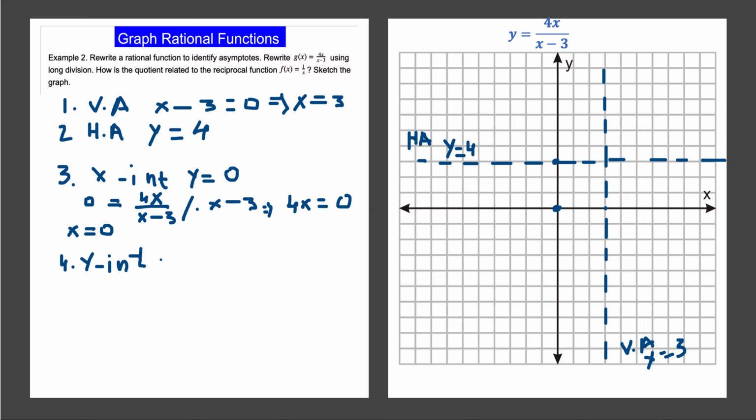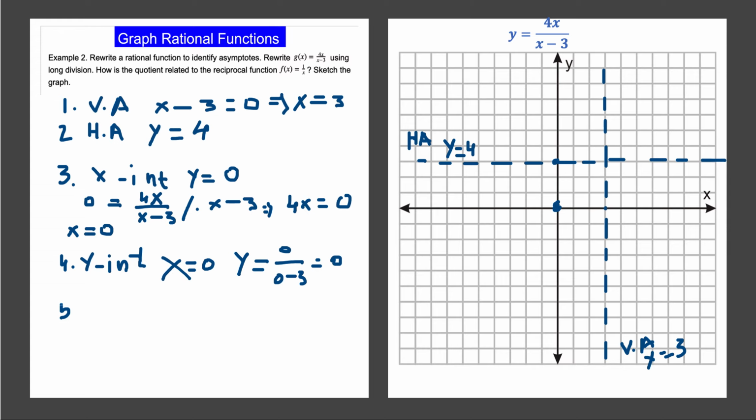Now x is equal to 0 in this function. Taking the original function, y is 4 times 0, which is 0 on the top, and on the bottom x minus 3, so 0 minus 3. So y is equal to 0. As I said before, here we have one point, and that is what we found. Here we have an intercept, and on the other side we don't have any intercept.